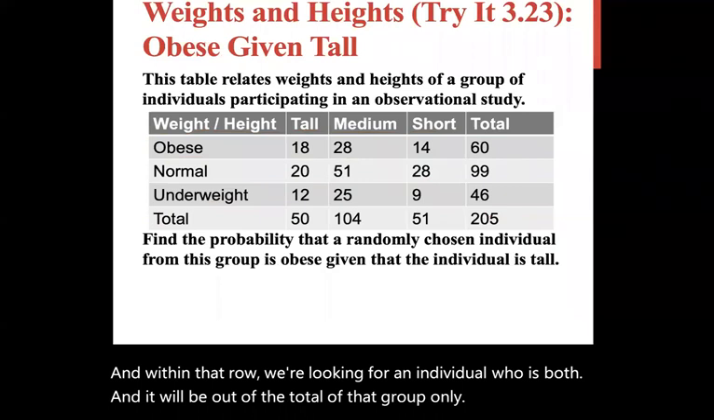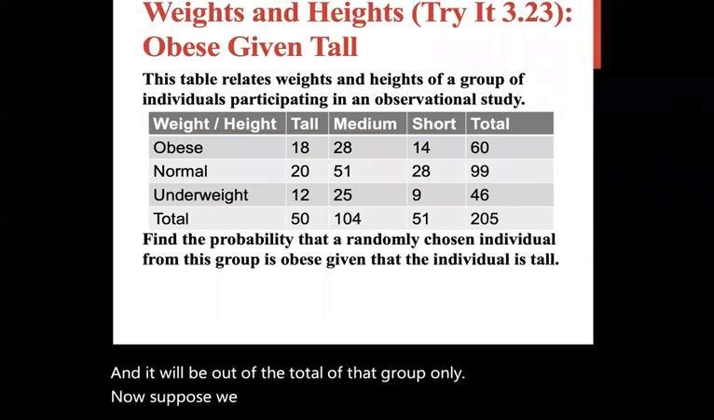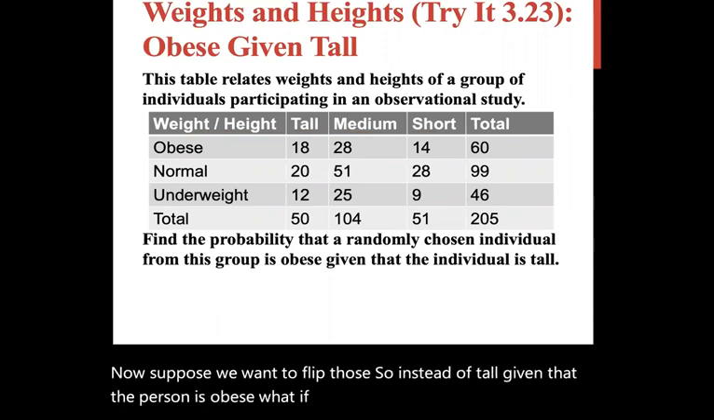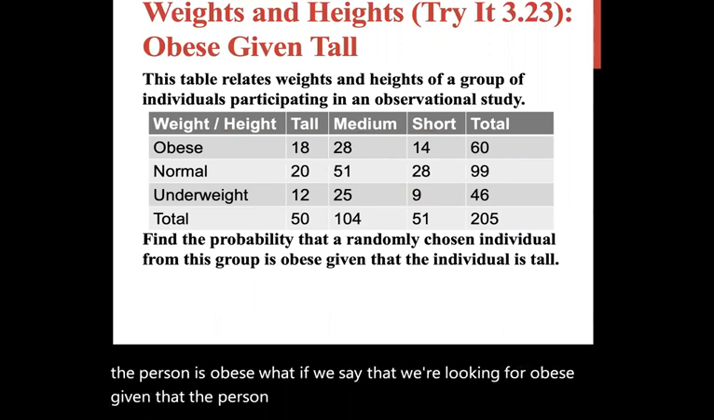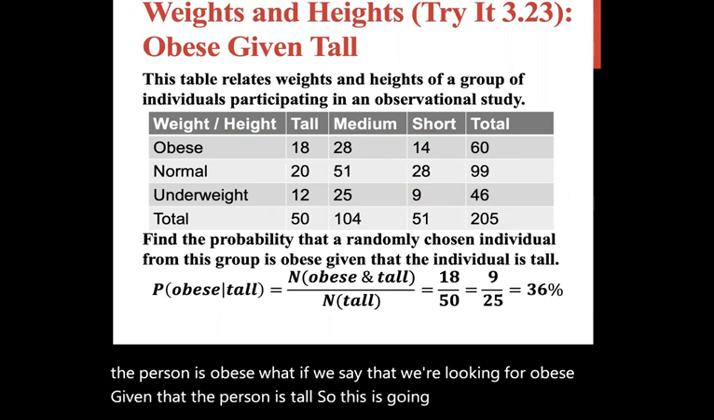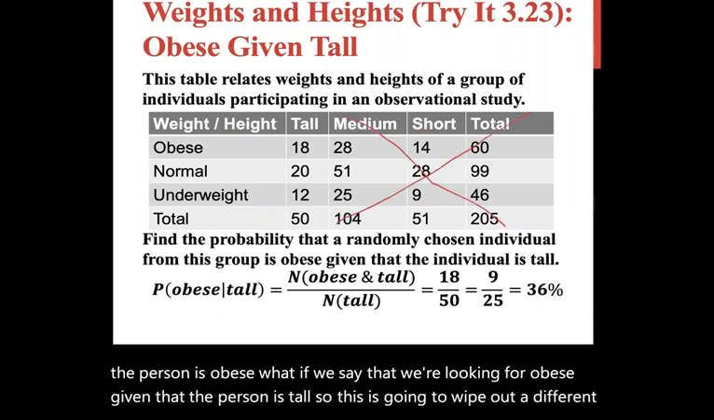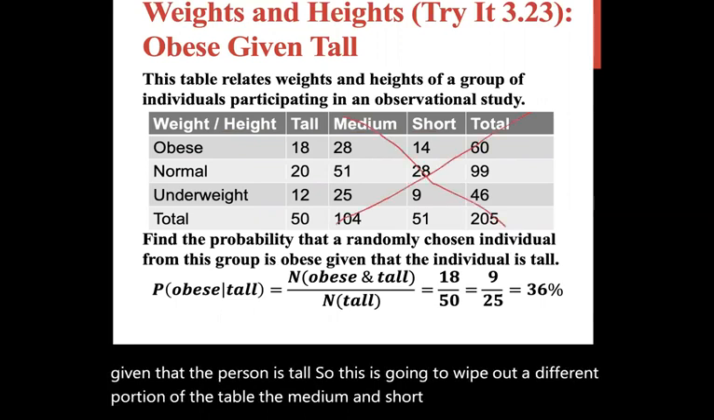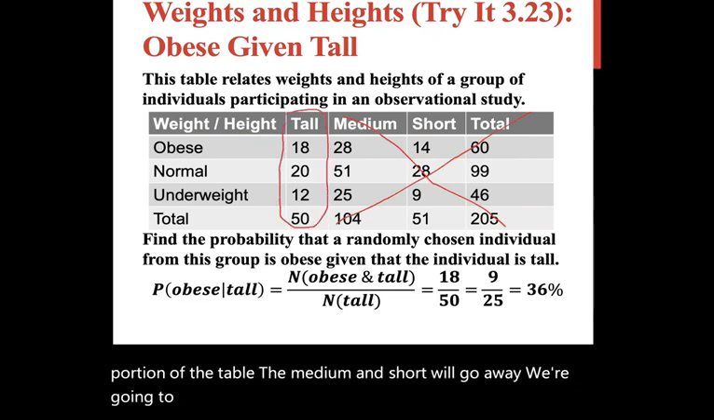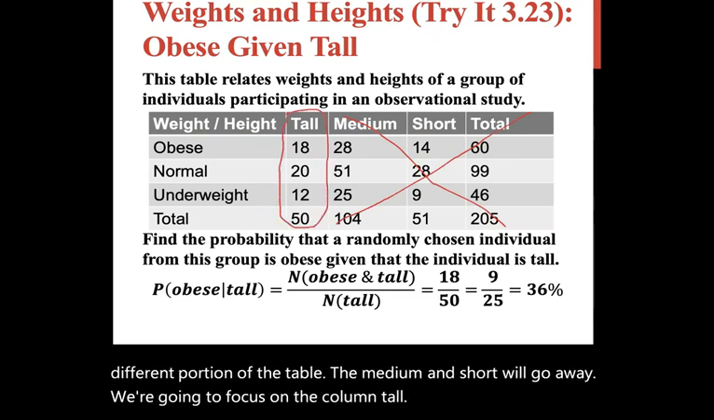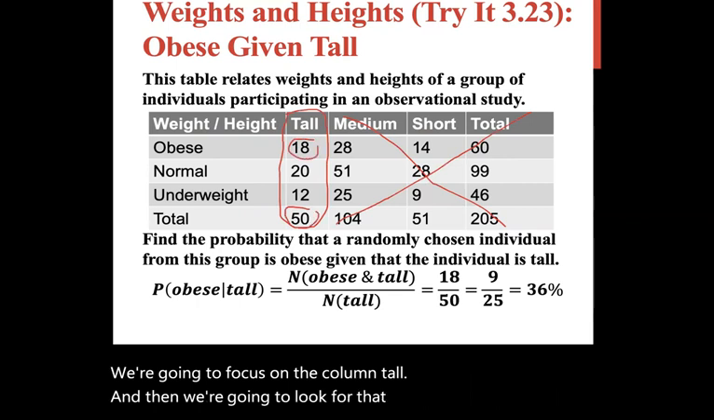Now, suppose we want to flip those. So instead of tall, given that the person is obese, what if we say that we're looking for obese, given that the person is tall? So this is going to wipe out a different portion of the table. The medium and short will go away. We're going to focus on the column tall, and then we're going to look for that same intersection over the total for tall.